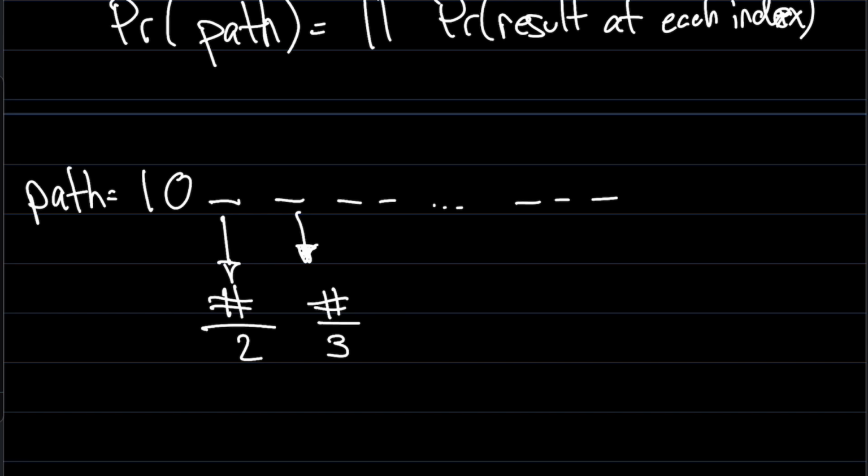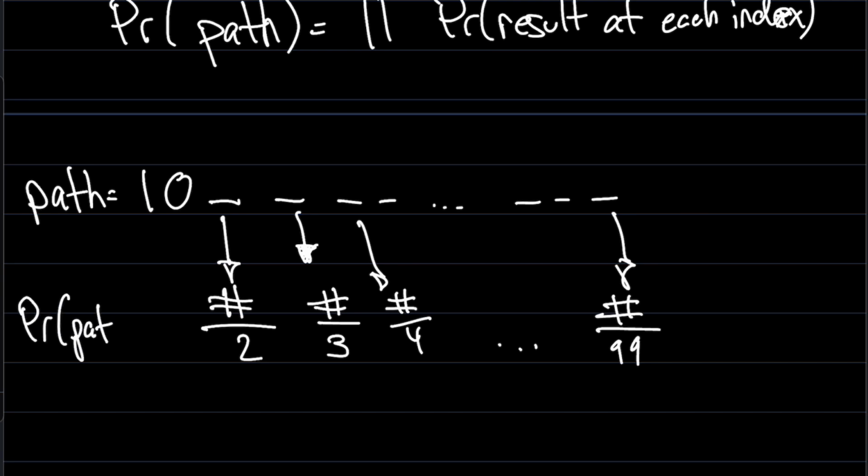And this will be the same, so we'll have something here that'll be a number over 4, and then all the way up to here, which will then be some number, and because we've shot 99 before, we'll have some number over 99. And again, we want the probability of a path like this, which is just going to be the product of all of these probabilities.